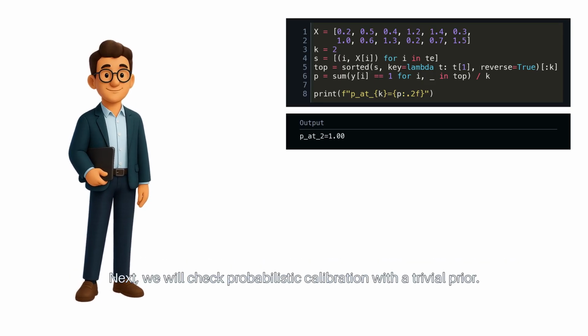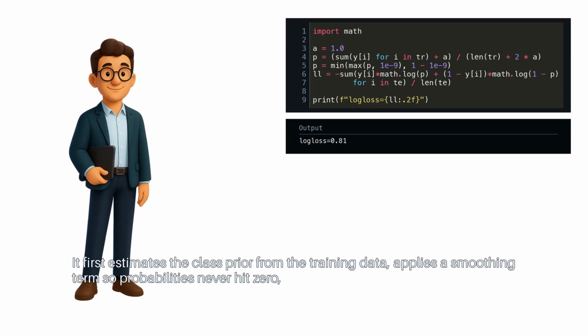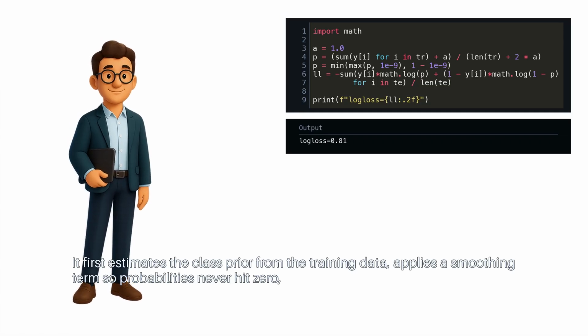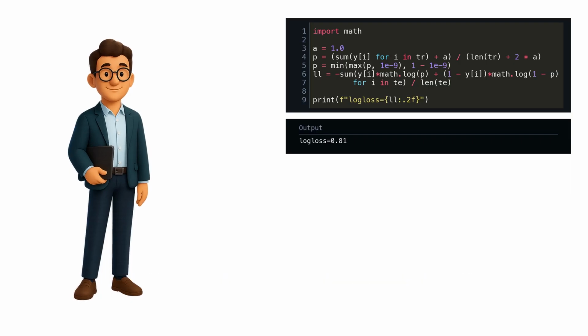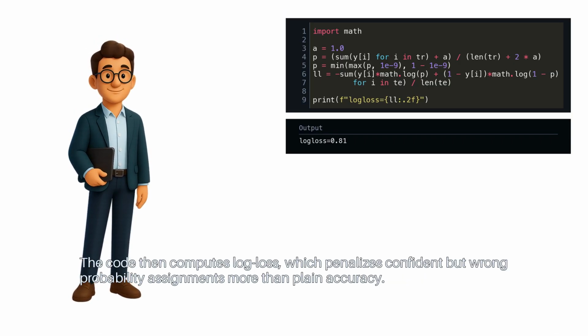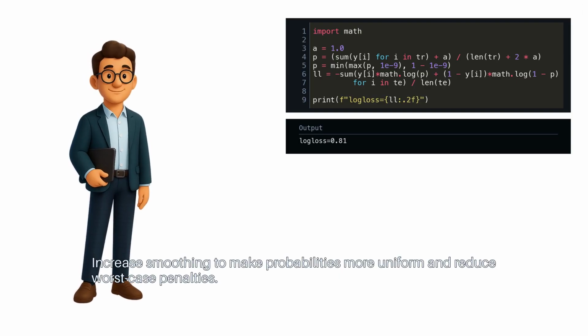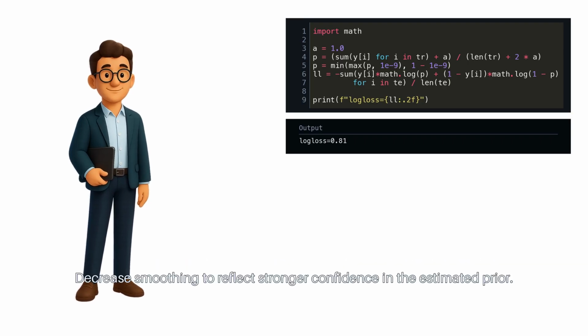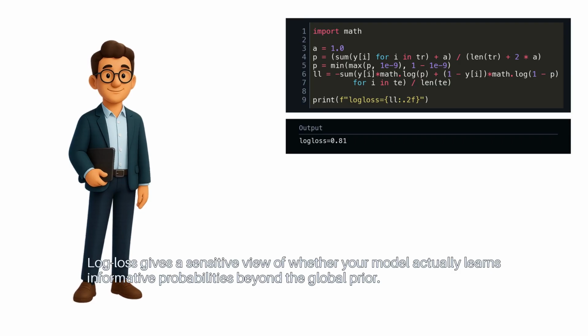Next, we will check probabilistic calibration with a trivial prior. This snippet computes log loss for a smooth class prior baseline. It first estimates the class prior from the training data, applies a smoothing term so probabilities never hit zero, and then assigns that same probability vector to every test example. The code then computes log loss, which penalizes confident but wrong probability assignments more than plain accuracy. The smoothing parameter is the main knob. Increase smoothing to make probabilities more uniform and reduce worst-case penalties. Decrease smoothing to reflect stronger confidence in the estimated prior. Log loss gives a sensitive view of whether your model actually learns informative probabilities beyond the global prior.